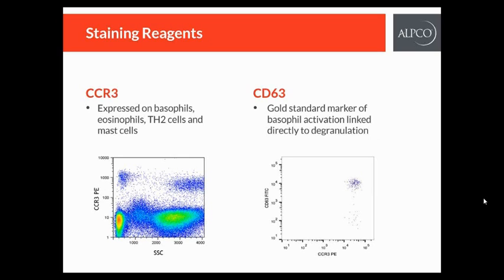CD63 is a gold standard marker of basophil activation, which is linked directly to degranulation. So on this dot plot, what we're showing here again is this high CCR3 population, which has low side scatter. We've taken this population, investigating it further for whether we have CD63 expression, and high CD63 expression is indicating those basophils which are activated in the presence of a positive control.